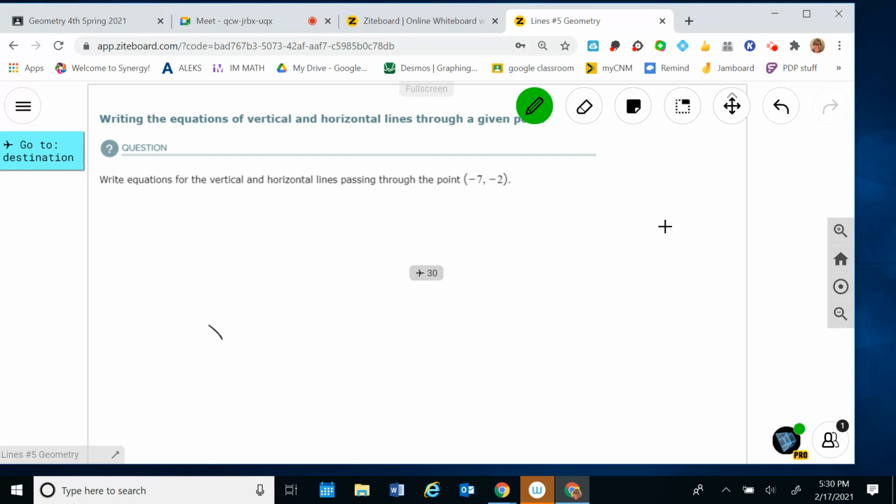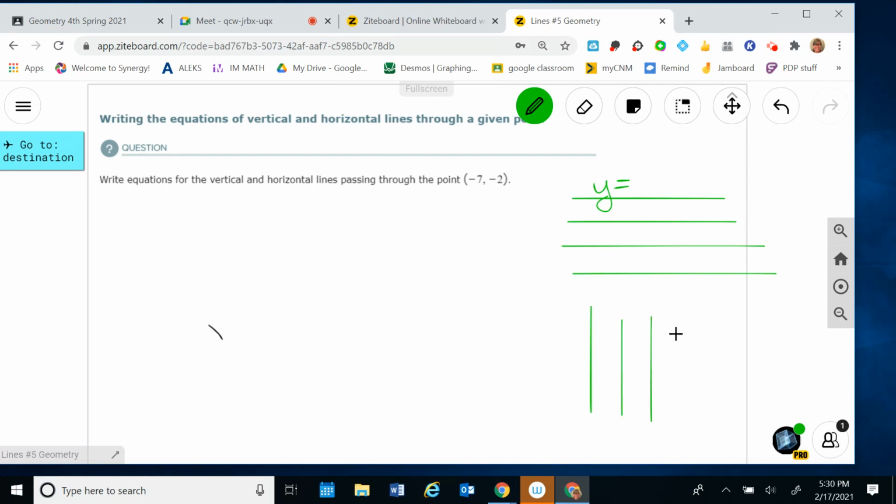That is a really important skill. Okay, this one, writing the equations of vertical and horizontal lines through a given point. Kids always have trouble with this, and it's really not as hard as it seems. Hopefully from the project, you realized that horizontal lines have the equation y equals, and vertical lines have the equation x equals. Now, if you don't remember that, it's okay. You don't have to. I don't remember it. So let's pretend this is -7, -2.